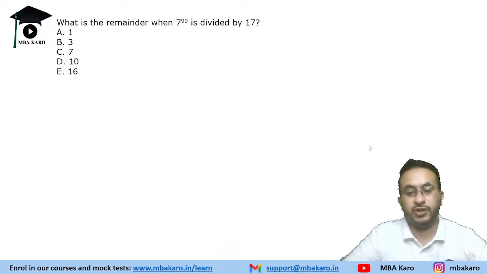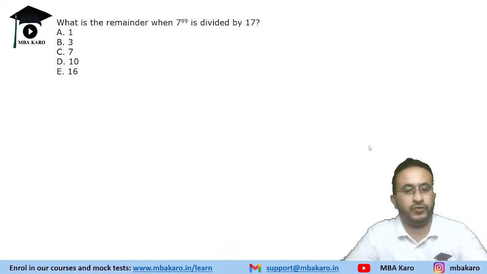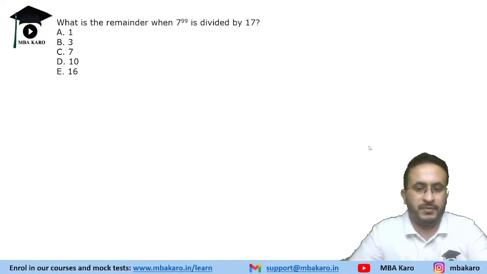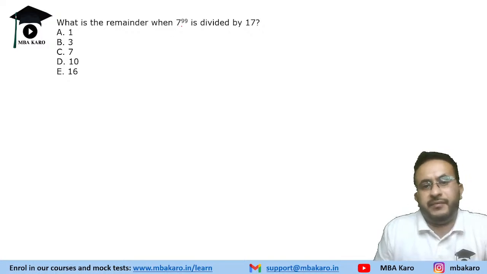Now studying such topics helps you in tackling those difficult slots. Sometimes what happens is you get difficult slots, and if you know those concepts, then you can probably do better than others. So 7 to the power 99 divided by 17.